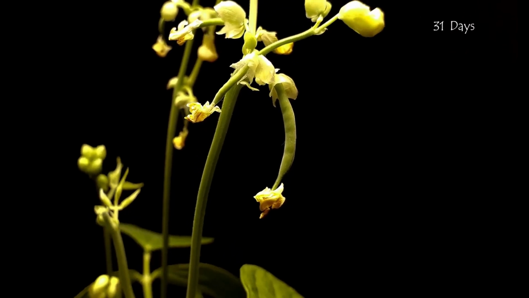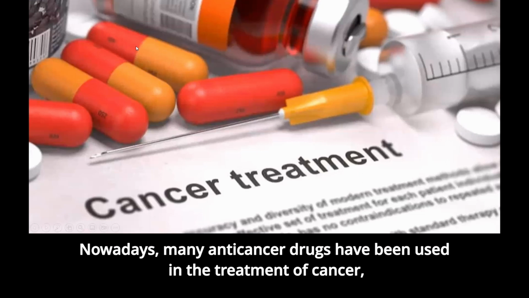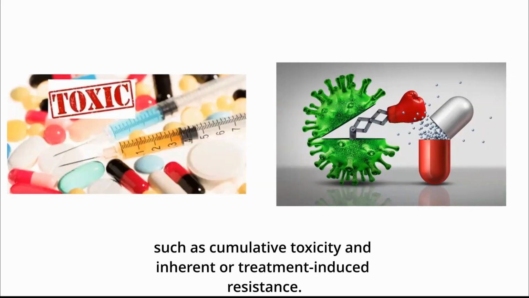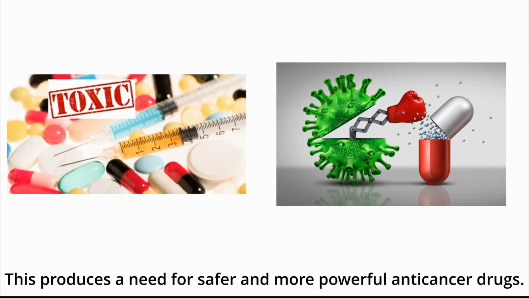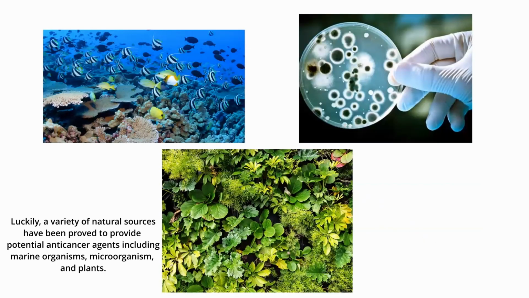And now onto the relationship between traumatic acid and breast cancer. Nowadays, many anti-cancer drugs have been used in the treatment of cancer. These effective drugs obtained by chemical synthesis have several major drawbacks, such as cumulative toxicity and inherent or treatment-induced resistance. This produces a need for safer and more powerful anti-cancer drugs. Luckily, a variety of natural sources have been proved to provide potential anti-cancer agents.